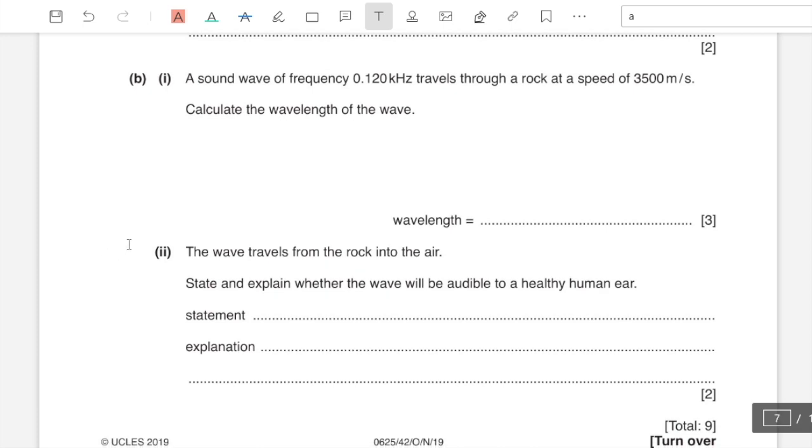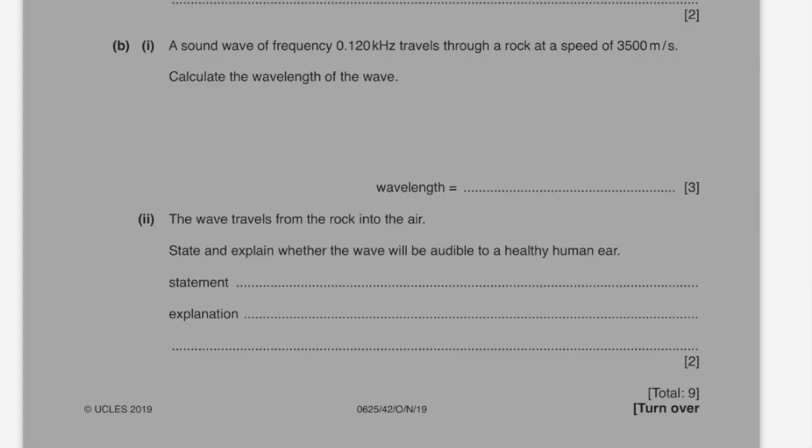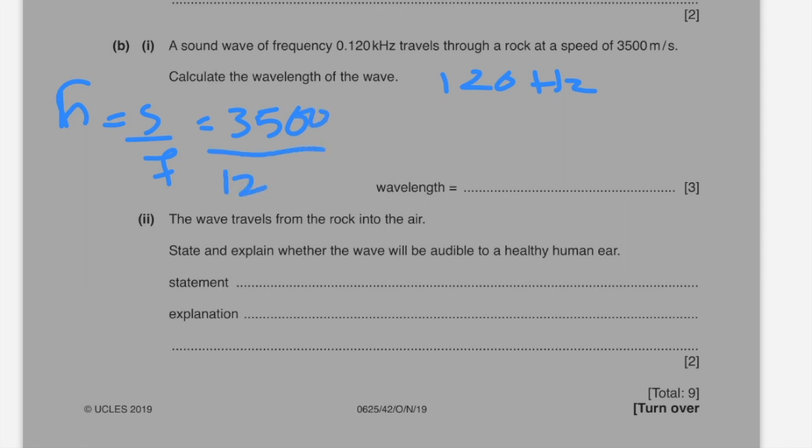B1. A sound wave of frequency 0.120 kHz travels through a rock at a speed of 3500 meters per second. Calculate the wavelength of the wave. So first I'll start by converting kilohertz to hertz, and I'll multiply it with 1000 to do that, which gives the answer as 120 hertz. The formula of wavelength is equal to speed divided by frequency, and that is equal to 3500 divided by 120, which is equal to 29 meters.